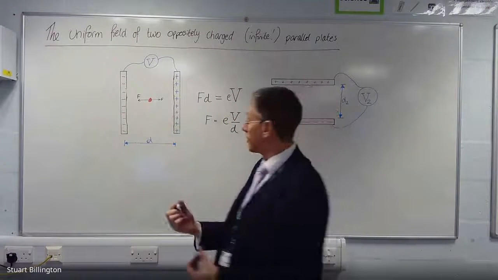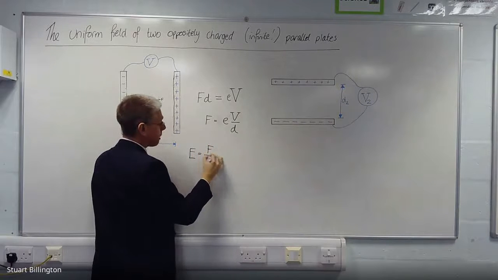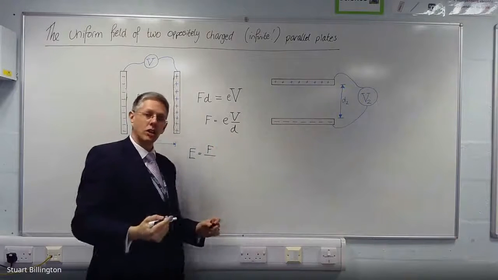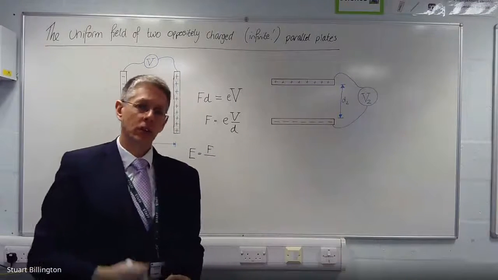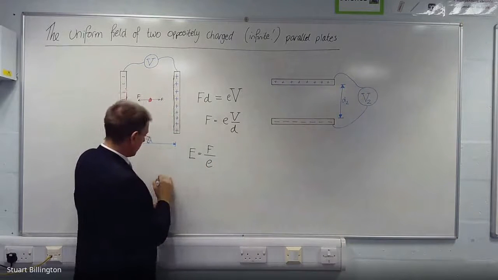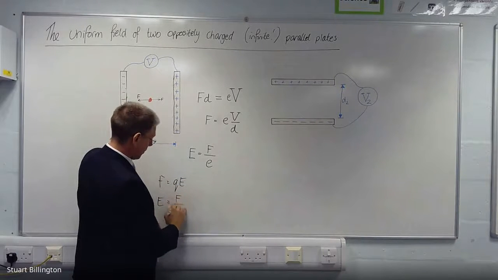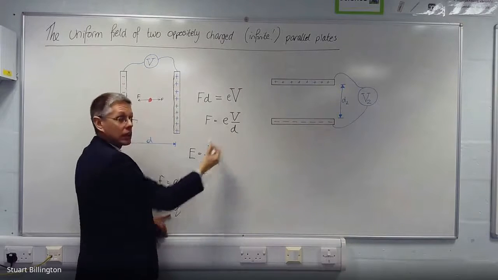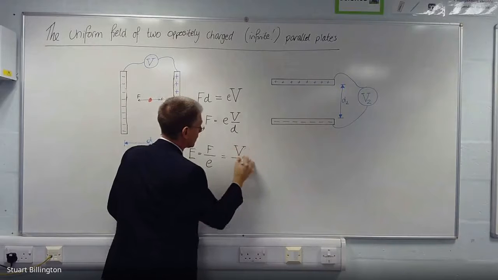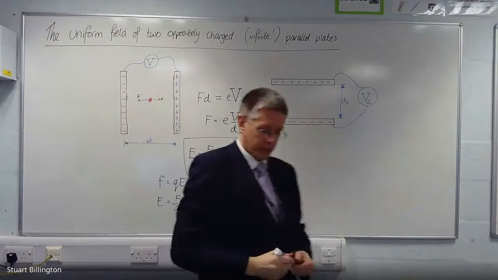And because we're looking for the electric field, we can remember that the electric field is the force per unit charge. So instead of talking about e lots of charge, we need to divide away the charge so that it's only one lot of charge. Remember, F equals QE, so E equals F over Q. And in this particular case, we're using a charge of e, which means that the electric field between the plates is V over D.